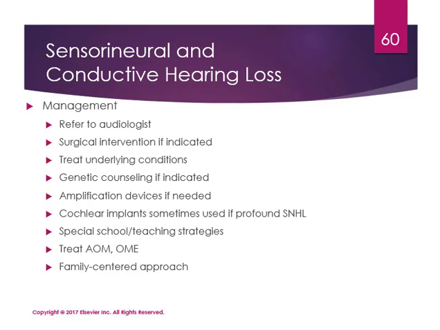Management includes referring to an audiologist, and surgical intervention if necessary. It's important to treat the underlying conditions, and do genetic counseling if indicated by certain anomalies. The child may need some amplification devices to help with hearing. Cochlear implants are sometimes used if hearing is profoundly lost. Special school or teaching strategies. It's important to treat the medical conditions and have a family-centered approach to managing the hearing loss.